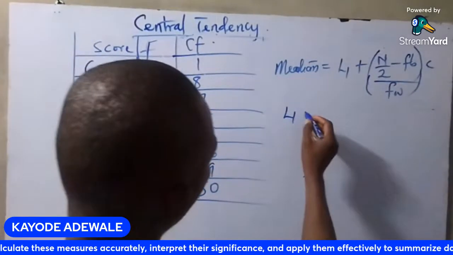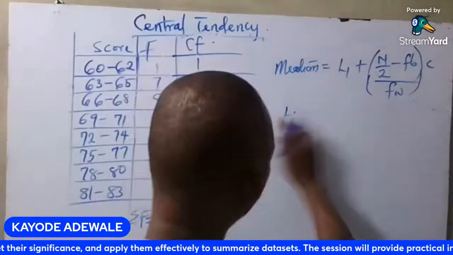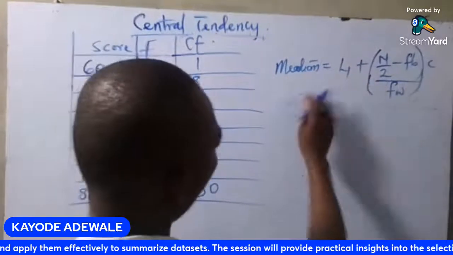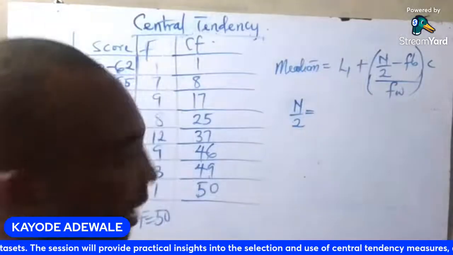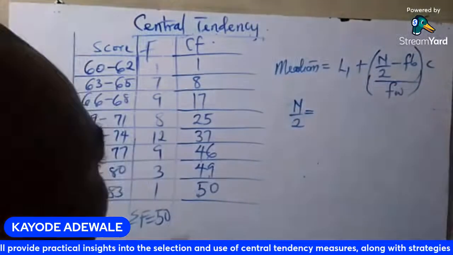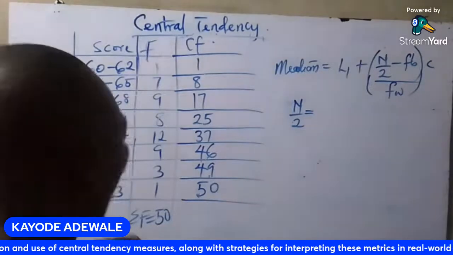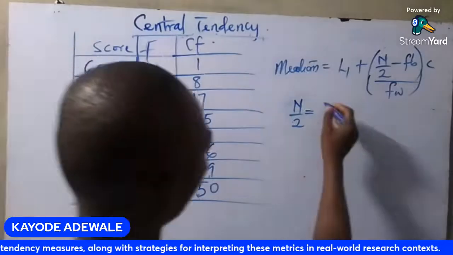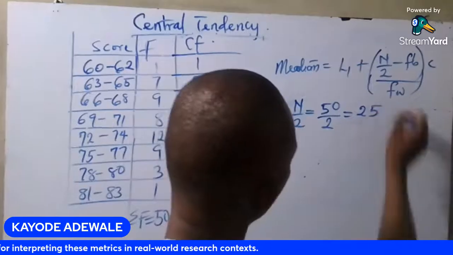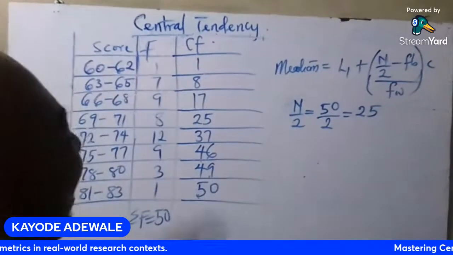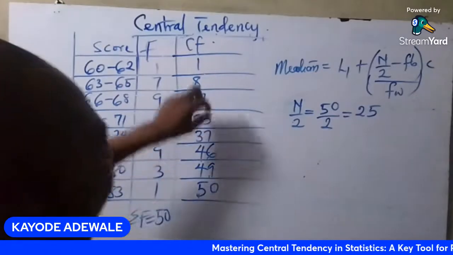The L1 is talking about, okay, or let me start this way. Before I define this, let's first of all talk about this N over what? N over 2 is the most important thing you need to get. Your N is more or less your cumulative frequency, that is the total addition of the frequency, which is 50. 50 divided by 2, that will give you 25. So that means your median class falls on 25, wherever that 25 falls.